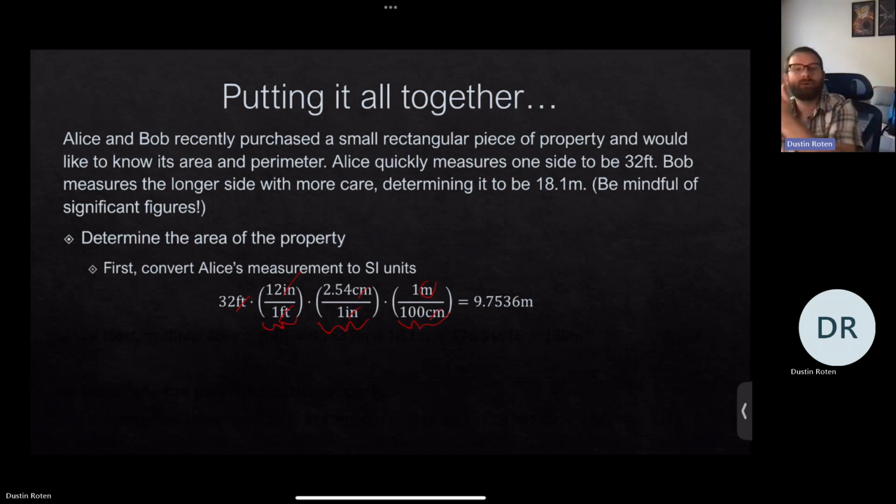Now, once we just do this multiplication, turns out Alice's side is 9.7536 meters. That's quite a bit of decimal places, but remember, these are all unit conversions, so we're going to call this an exact number.